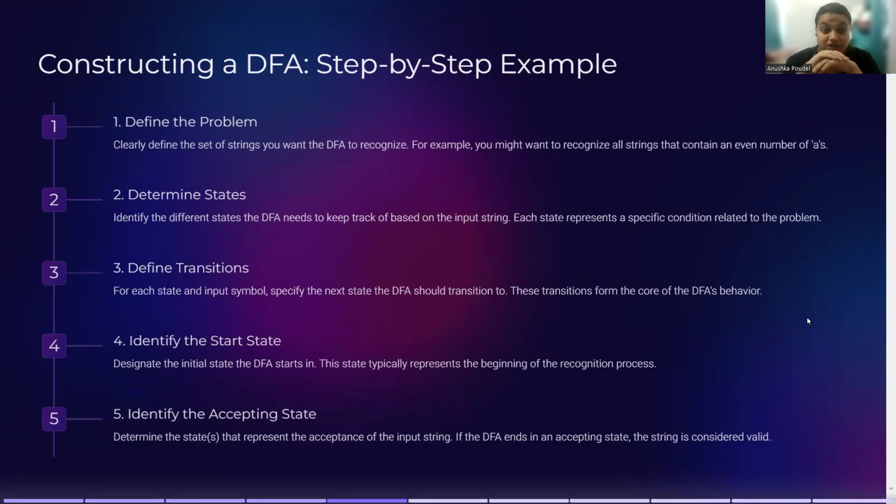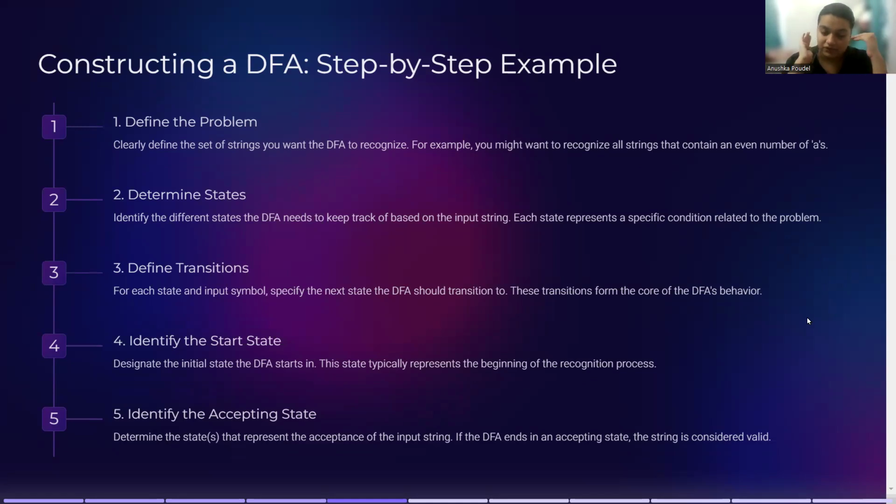Clearly define the set of strings you want the DFA to recognize. For example, you might want to recognize all the strings that contain an even number of A's, based on your question. Determine states. Identify the different states the DFA needs to keep track of for the input string. Each state represents a specific condition related to the problem.